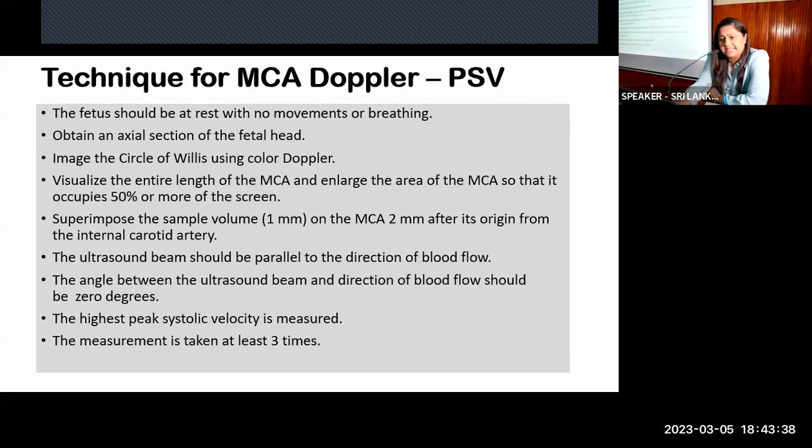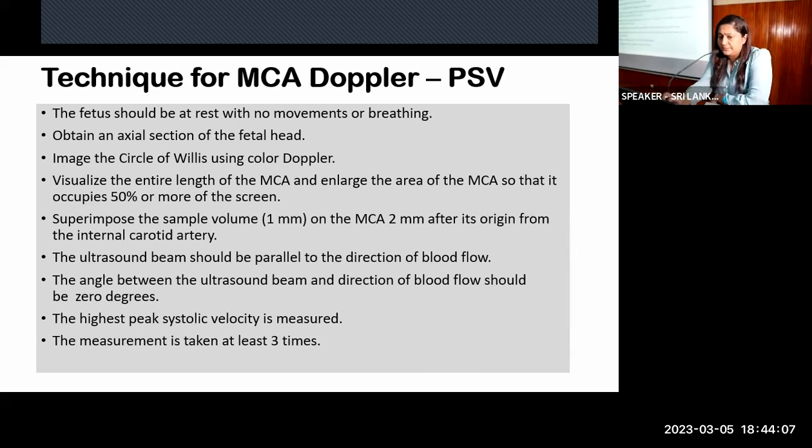How do we do MCA Dopplers? So the first thing is the fetus should be at rest without any active movements. We need to get an axial section of the fetal head. We must image the circle of Willis using color Doppler. We have to try and visualize the entire length of the middle cerebral artery, and then enlarge the area of the middle cerebral artery so that it occupies 50% of our screen.